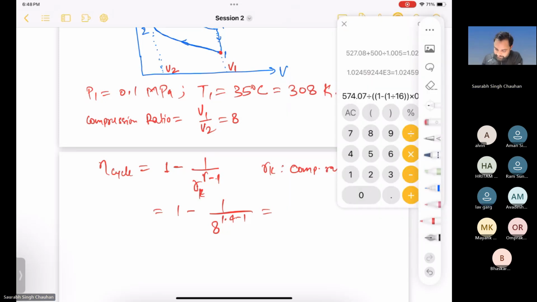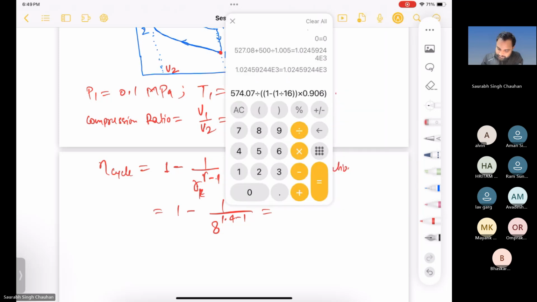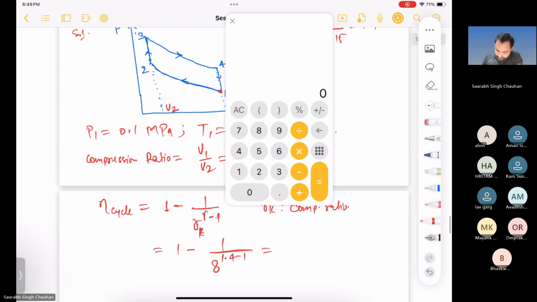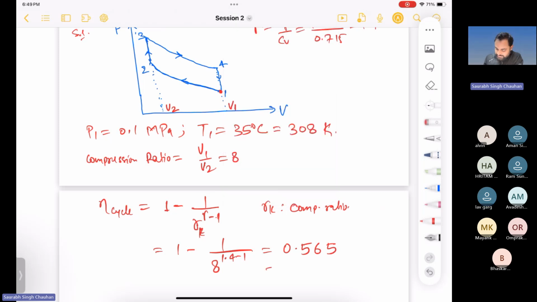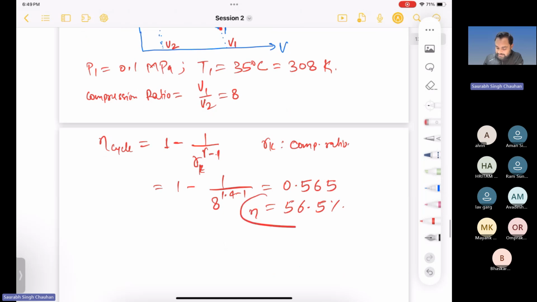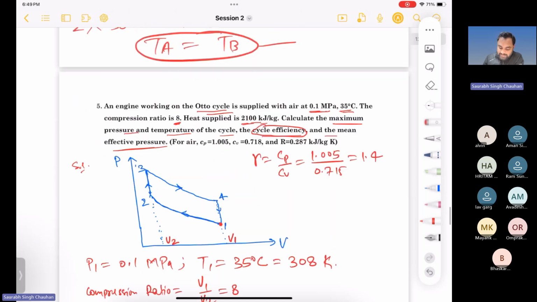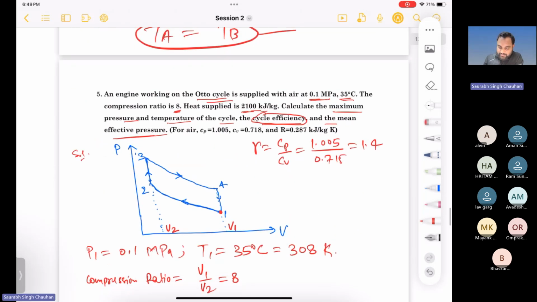Calculator, where is it? 1 minus 1 by 8 to the power 0.4. We get 0.5647, let us say. So it is 56.5%. So this is the cycle efficiency. What else we have to find? The mean effective pressure. Okay, that we can calculate.